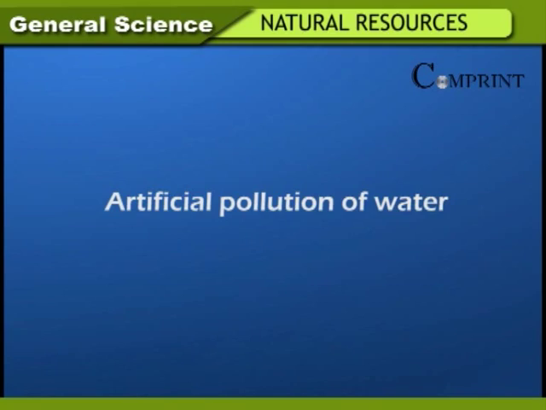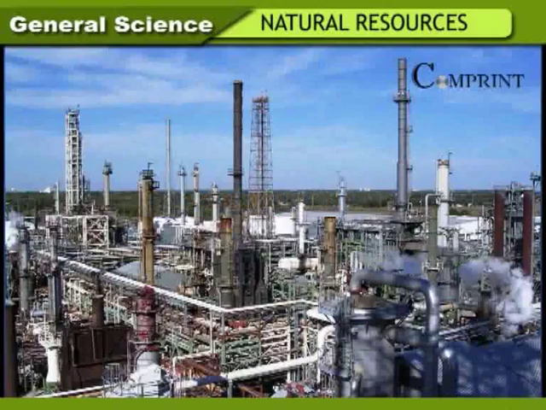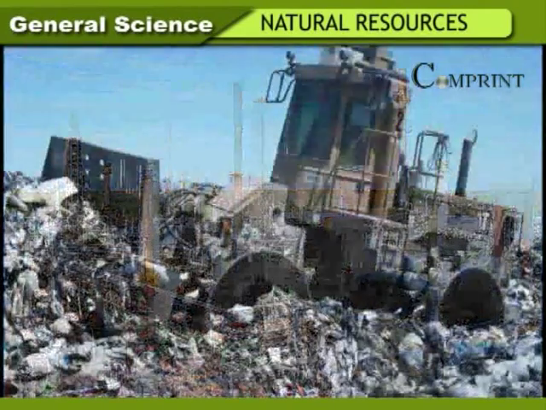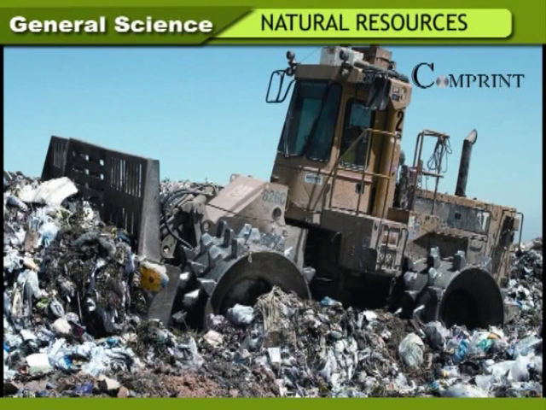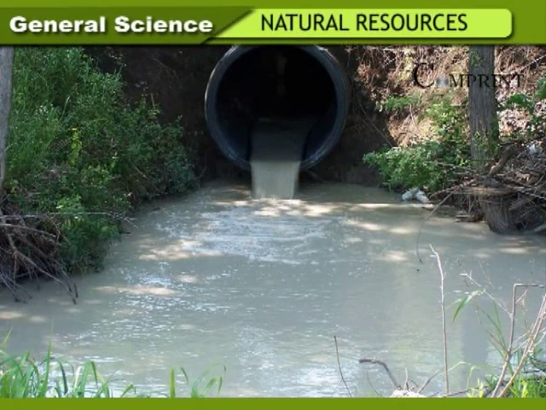Artificial pollution of water. Industrial waste. As the industries require water, they are located nearer to sources of water like lakes, rivers, and ponds. Industrially discharged wastes contain poisonous chemicals and radioactive substances, which are sent into water sources and cause water pollution. This is not only fatal to marine life, but even human beings are prone to diseases by drinking this water.